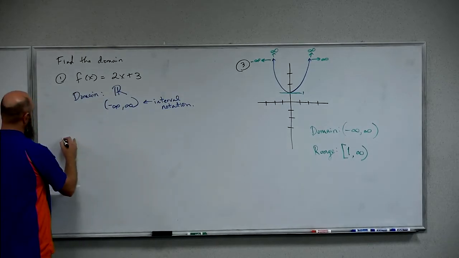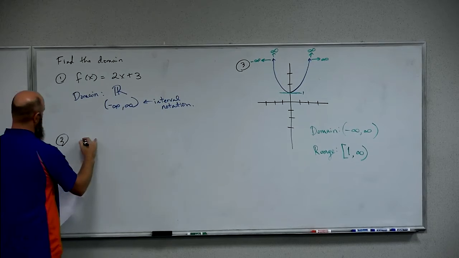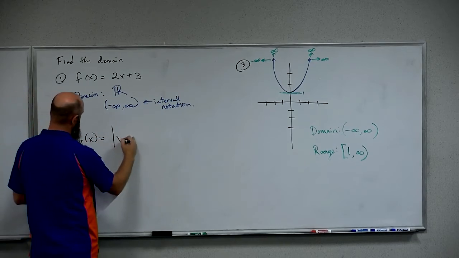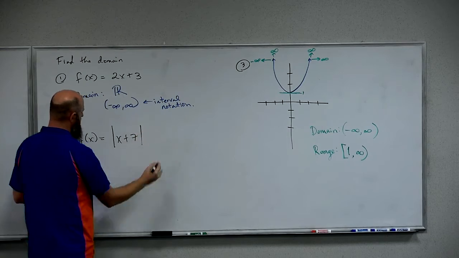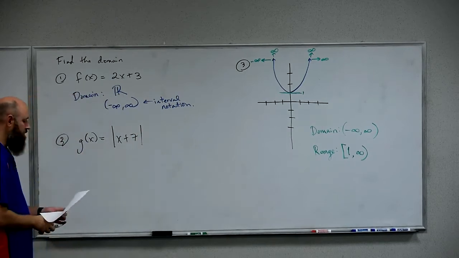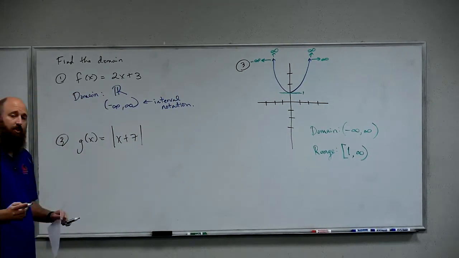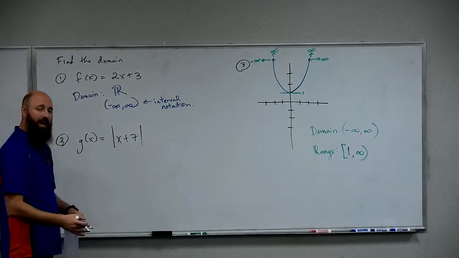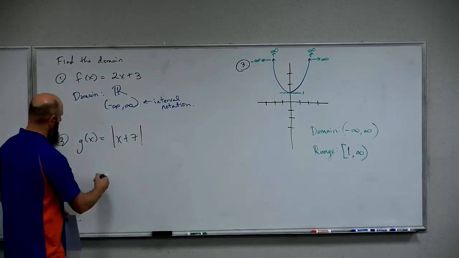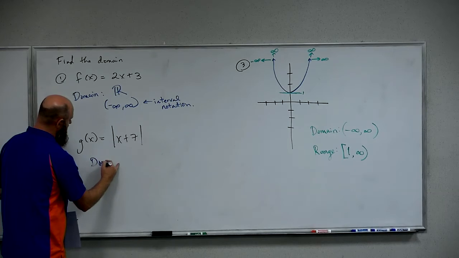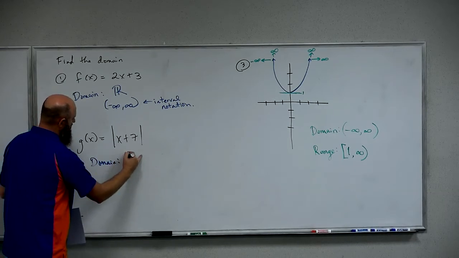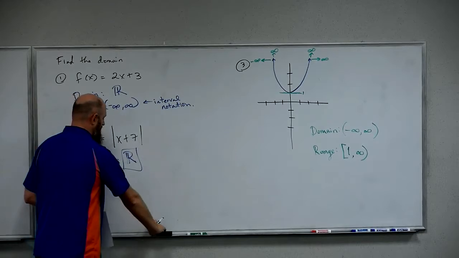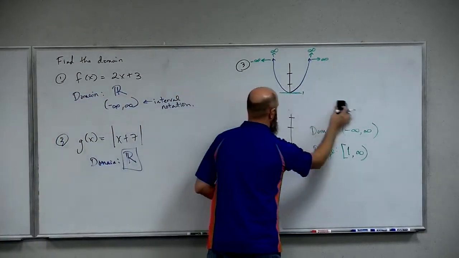All right. And so just to show you another, g of x equals absolute value of x plus 7. Again, we do not have a fraction with x on the bottom. So even though I threw the absolute value bars in there, it didn't change anything for my domain. So my domain is all real numbers. So that's what you're going to look for there.